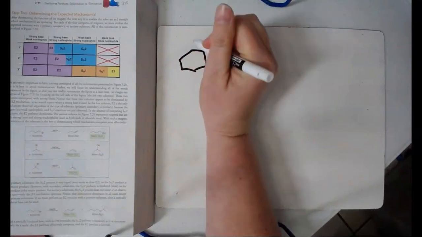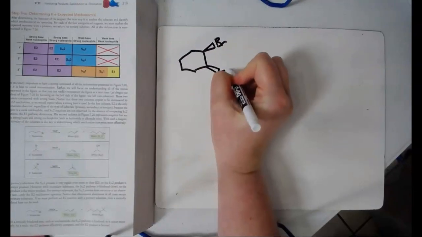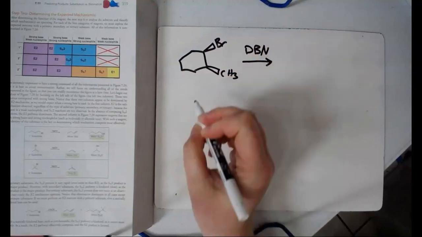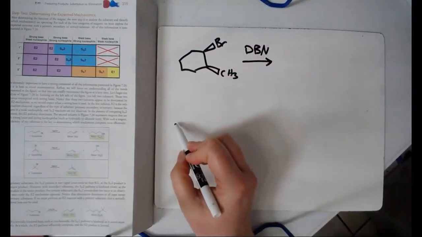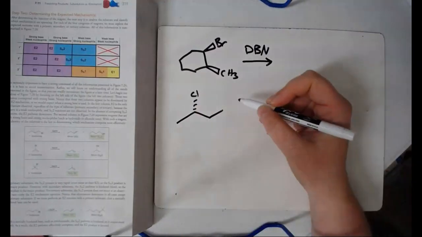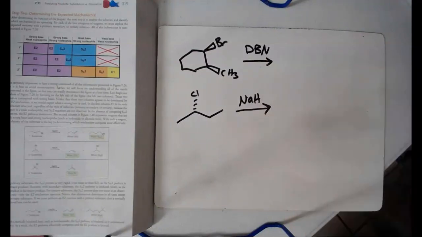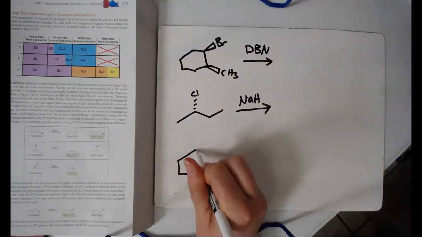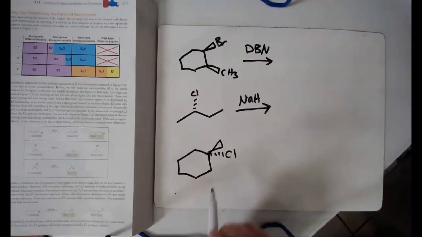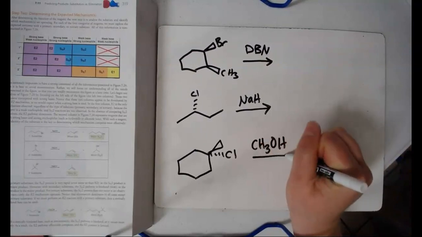So we're going to look at a cyclohexane with a bromine and methyl attached. We're going to react that with DBN. And we're going to react this 2-chlorobutane with sodium hydride. And another cyclohexane with a methyl and a chlorine on the same carbon with methanol, so a CH3 with an OH attached.